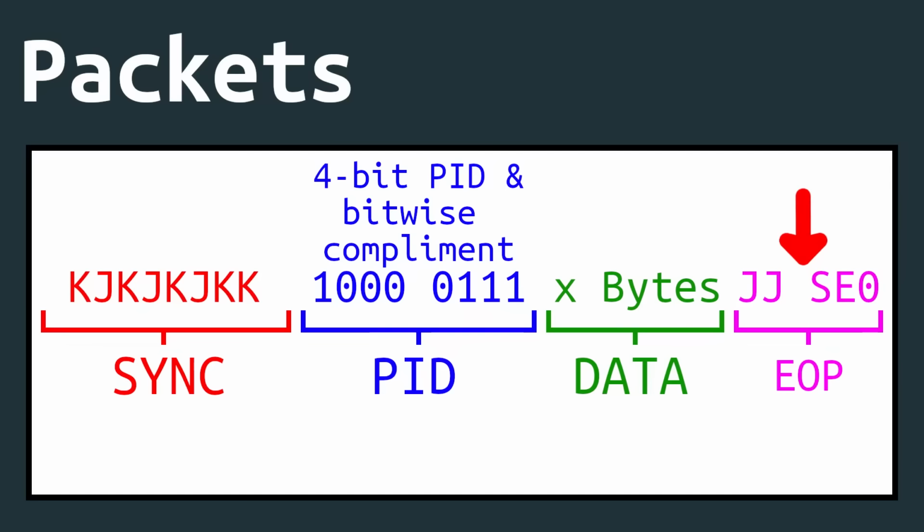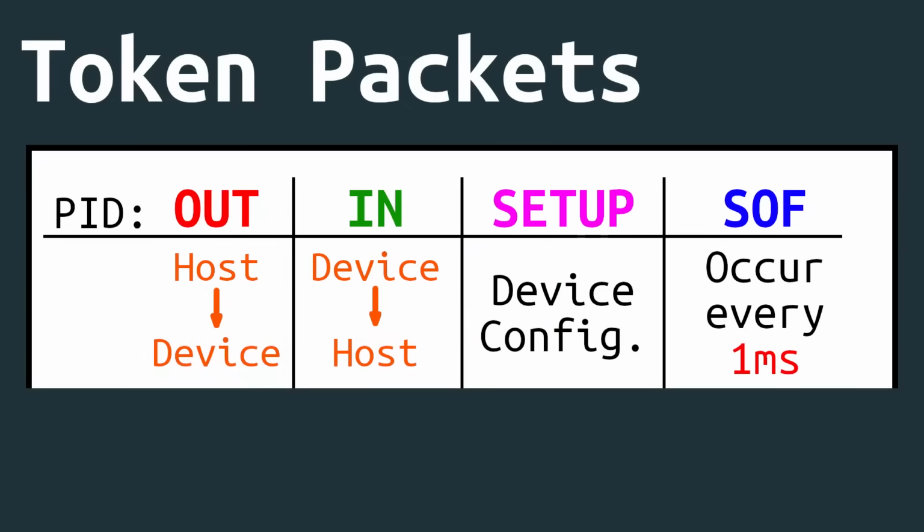But with so many different types of data, we need a way to organize these packets. And there are actually 3 types of packets that you should be aware of. The first type is a token packet. These packets are only sent by the host, so no devices are allowed to send these on their own. They basically initiate communication. These packets use 4 distinct PIDs: out, in, setup, and start of frame.